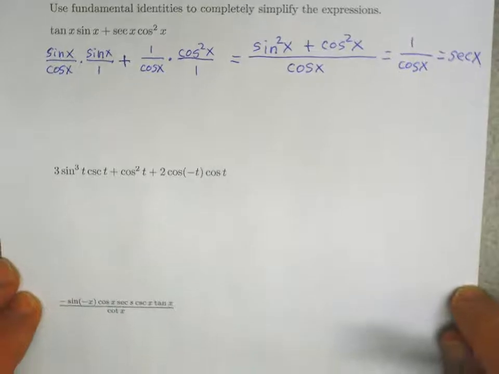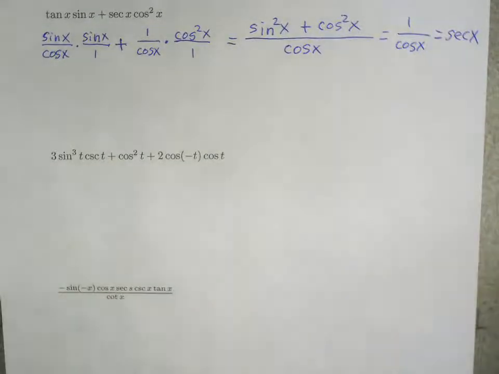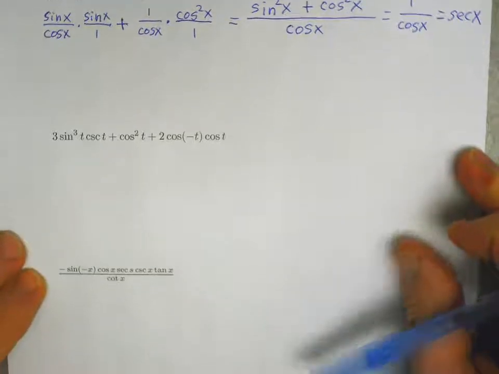Okay, and the next one, just a comment about simplifying trigonometric expressions. Oftentimes, if you can convert what you're looking at in terms of sine and cosine, that will lead you to what needs to be done next. So we can apply that in this next case.